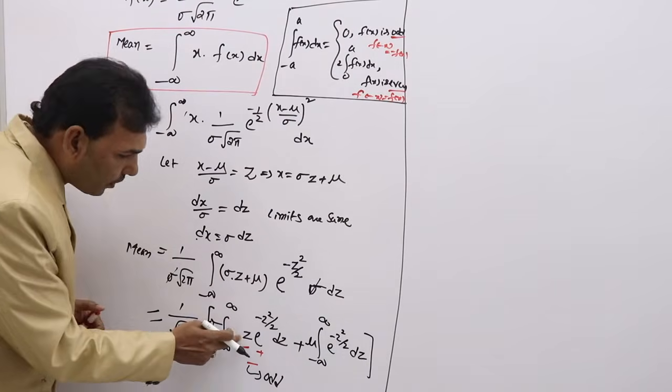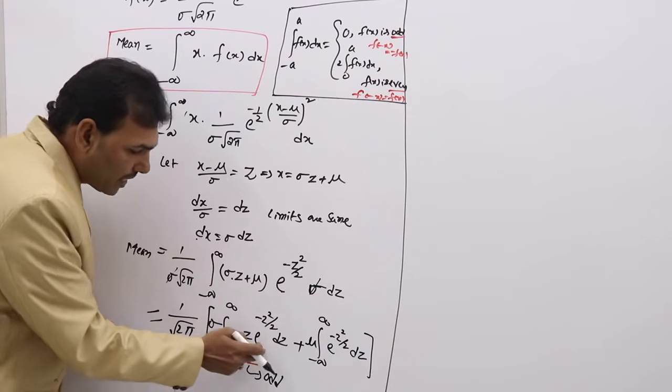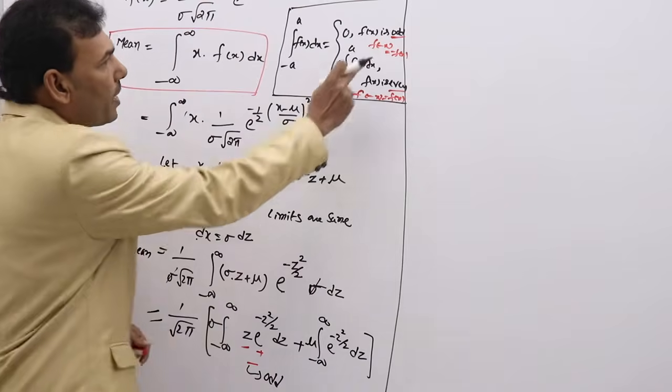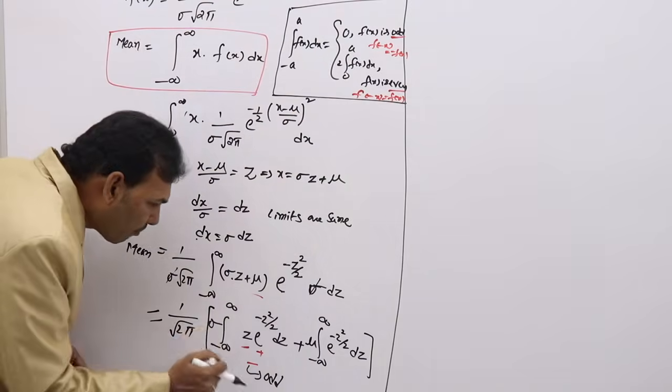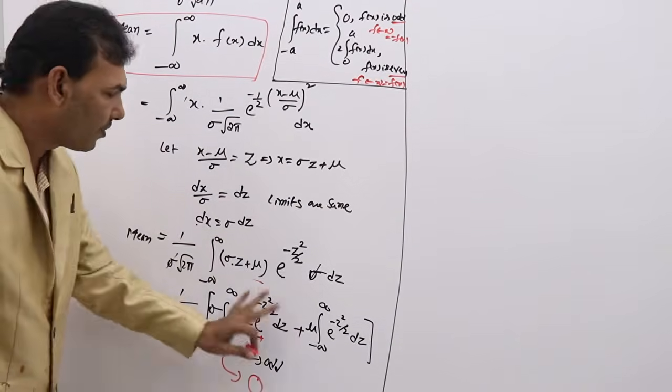Here this is an odd function, this is even. I said how to decide even or odd. So minus into plus is minus, this is odd. If the function is odd, what happens? That integral value is 0. So this complete integral value is 0. No need to evaluate this one.